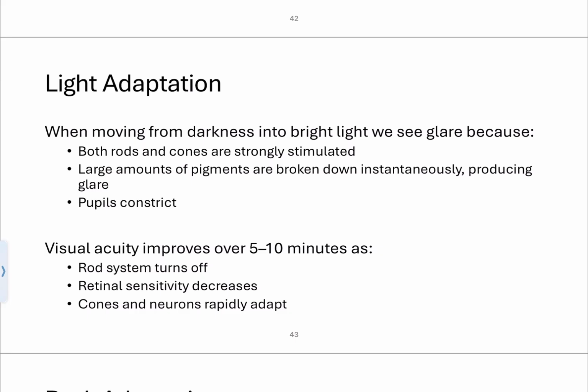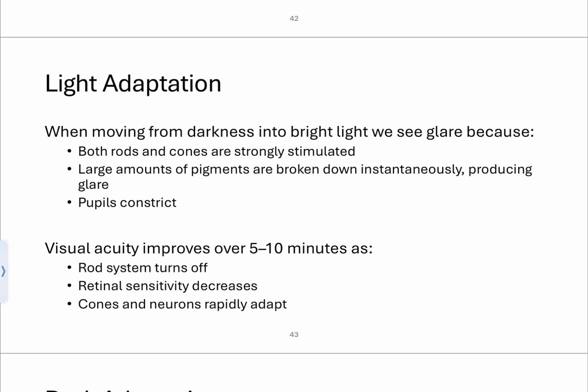So we do have some accommodations that are going to occur when we encounter this situation. The rod system is actually going to turn off. All the transducins are going to migrate to the inner segment, uncoupling the rhodopsin from the rest of the transduction cascade. If we don't have transducin in the outer segment, then light hitting rhodopsin can't produce a signal.